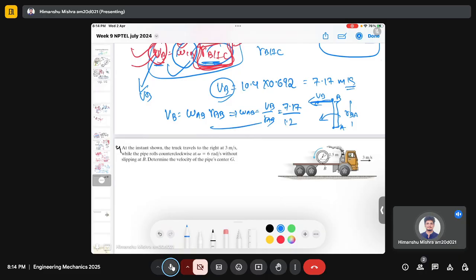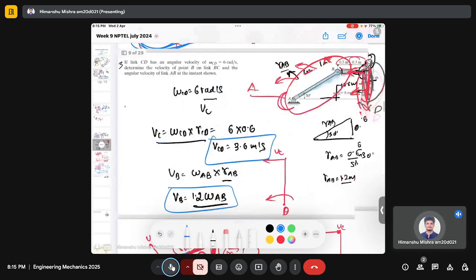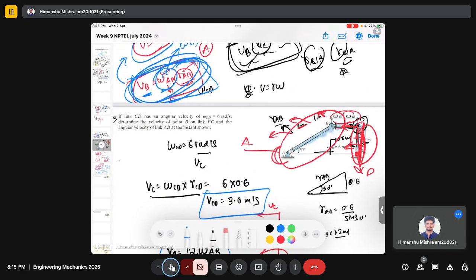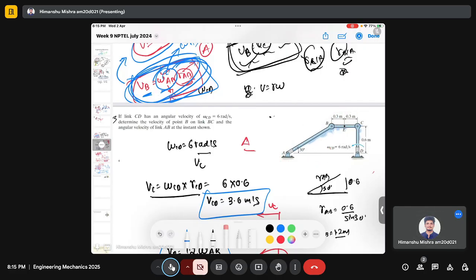So this will give me 5.98 rad per second. So this will be my omega AB. So just to recap, because it was a very interesting question, because we cover a lot of concepts in this, it is better to visualize or recap this.